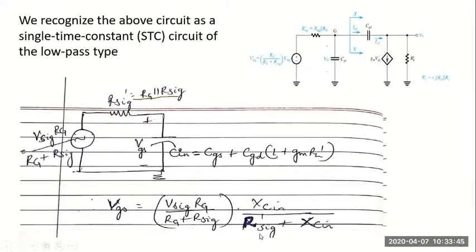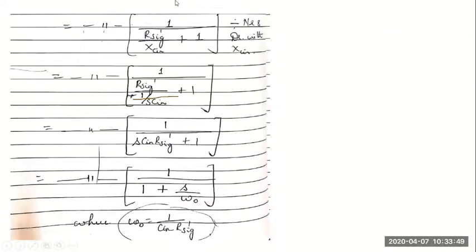On the right hand side, we have Xc in by Rsig dash plus Xc in. We will divide the numerator and denominator by Xc in. Dividing the numerator, I'll get 1 here. In the denominator, Rsig dash by Xc in plus Xc in by Xc in, which is 1. And what is Xc in? Xc in is nothing but 1 by S into C in, which we have written here, plus 1.